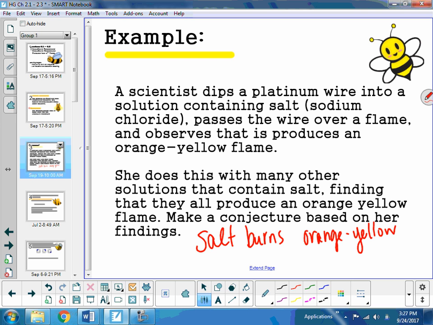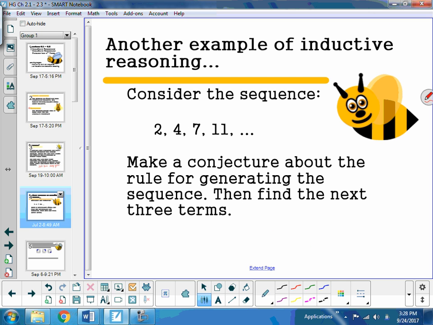Okay, that's one type. Now, another type that you've been doing for a long time would be something like this. Consider this sequence, 2, 4, 7, 11. Can we make a conjecture about the rule for generating the sequence? And then we want to find the next 3 terms.